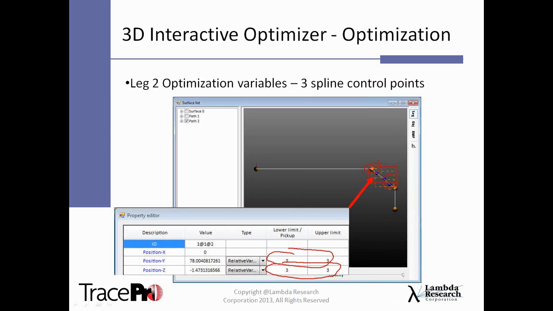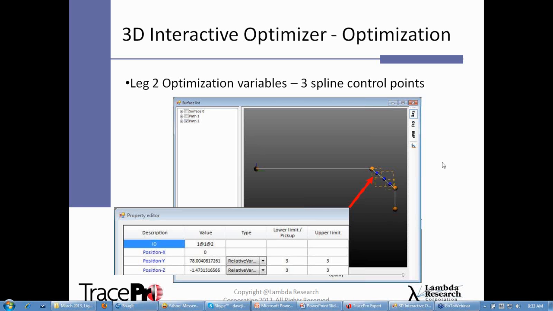If we look at our second leg, we've done the same thing. We have 3 control points, and we've defined the range of motion for these variables. That's shown by this dotted box around there. In this case, I'm showing one of the outer ones, and this one's only being allowed to move plus or minus 3 millimeters in both the Y and Z axis. So I have the center control point moving a larger amount than the outer control points.